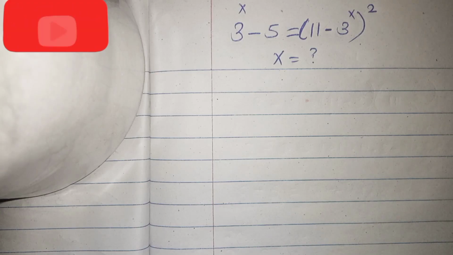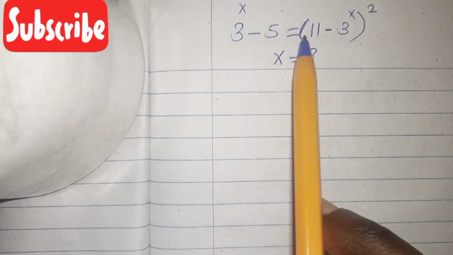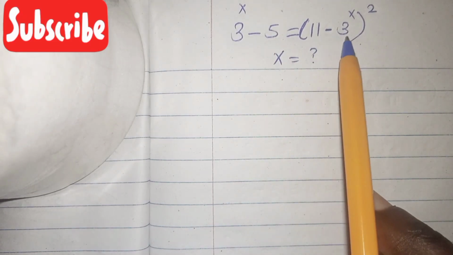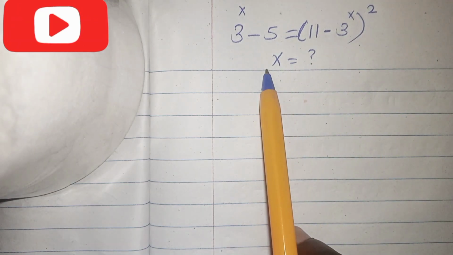So today I'm bringing you this nice equation that I want us to solve for the value of x when given (3^(x) - 5) = (11 - 3^(x))^2. What is the value of x?